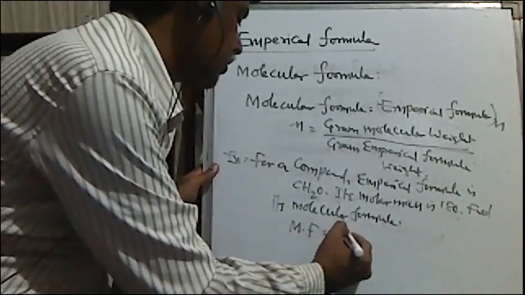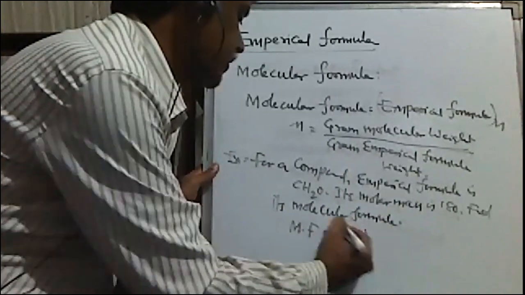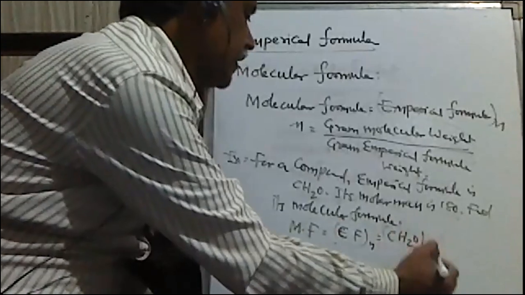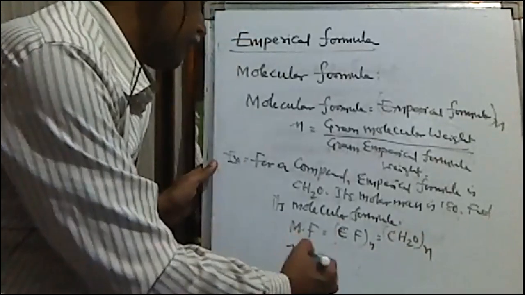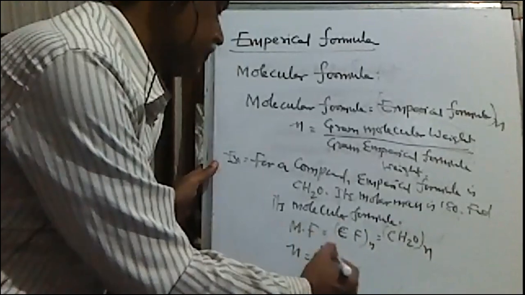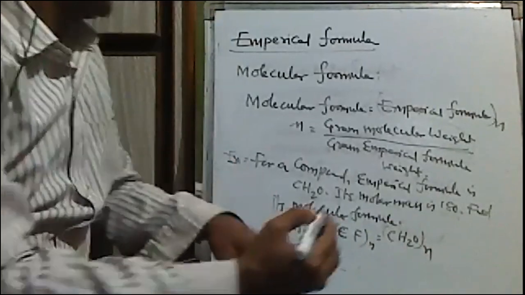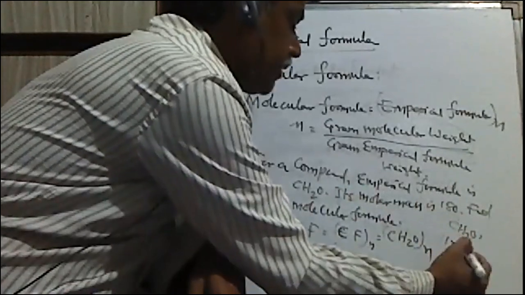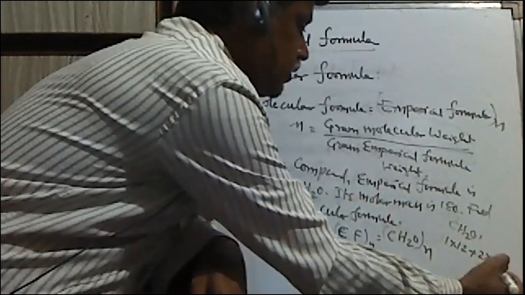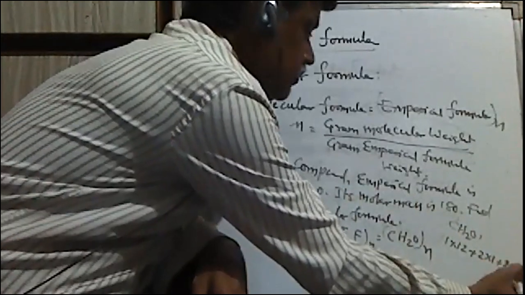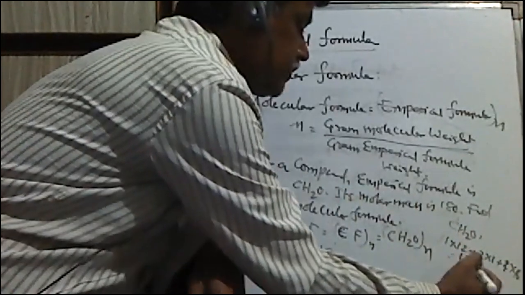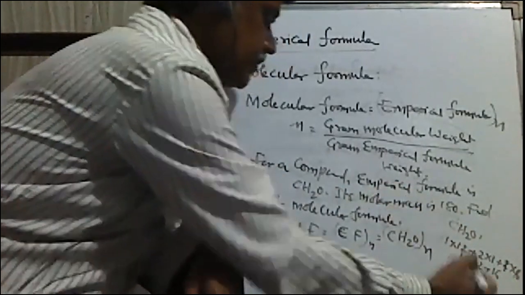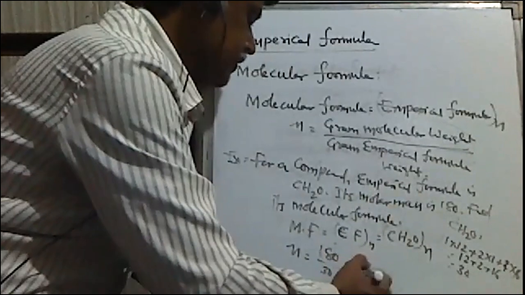Molecular formula is equal to empirical formula suffix n. Therefore, (CH2O)n. Now, n is given by molar mass, 180, divided by the empirical formula weight. Empirical formula weight: one carbon, 1 into 12, two hydrogens, 2 into 1, and one oxygen, 1 into 16. Now it is 12 plus 2 plus 16, which is 30. Now n is becoming 6.